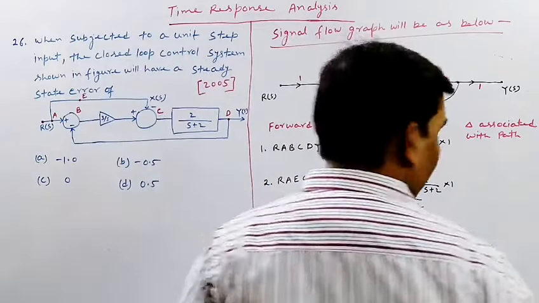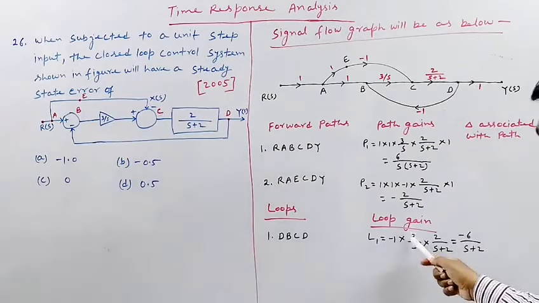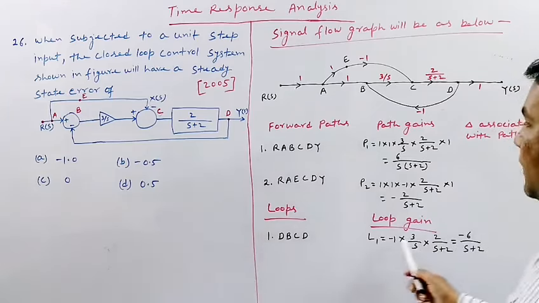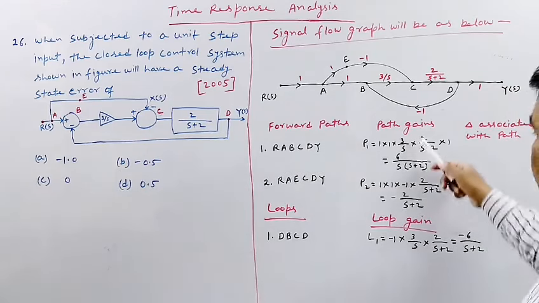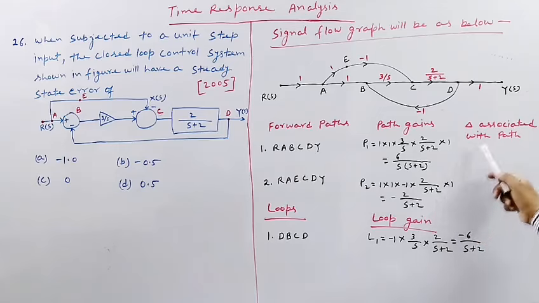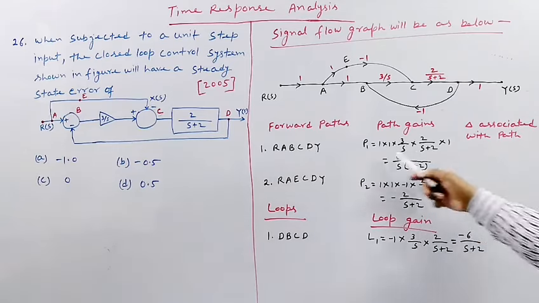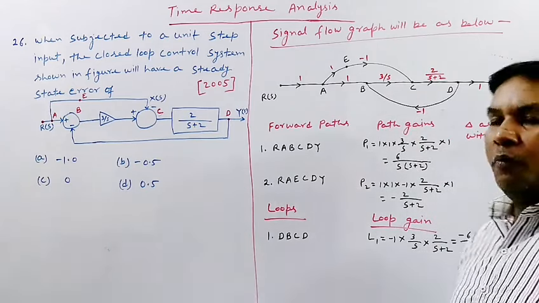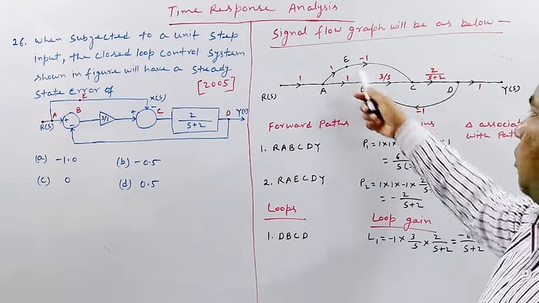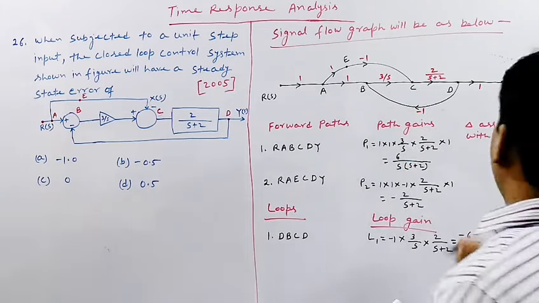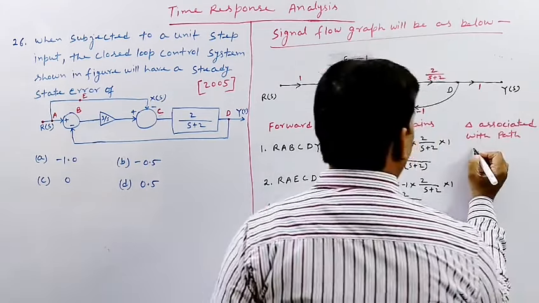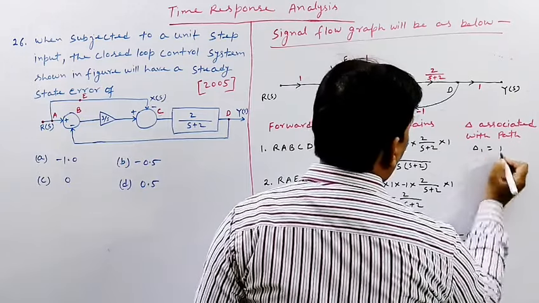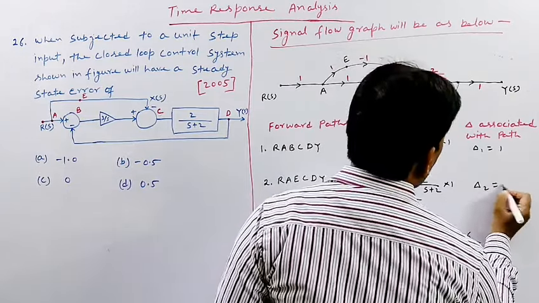Now we can see, since there is only one loop and this loop touches both the paths, delta associated with these two paths will be nothing but 1, because this loop is touching both the paths. There is no such loop which is non-touching with these two forward paths. So delta 1 will be 1 and delta 2 will also be 1.